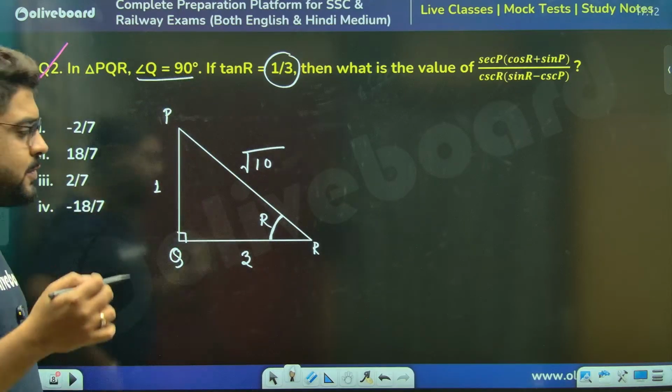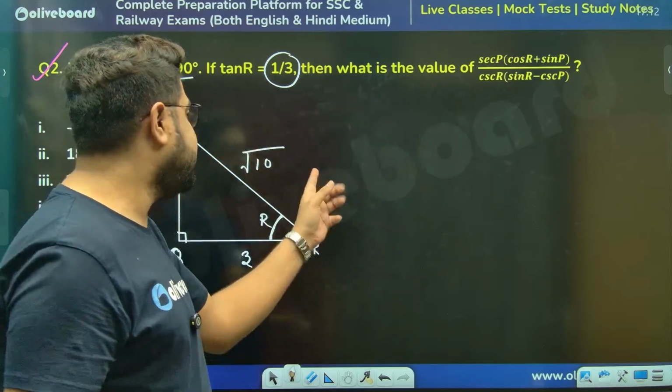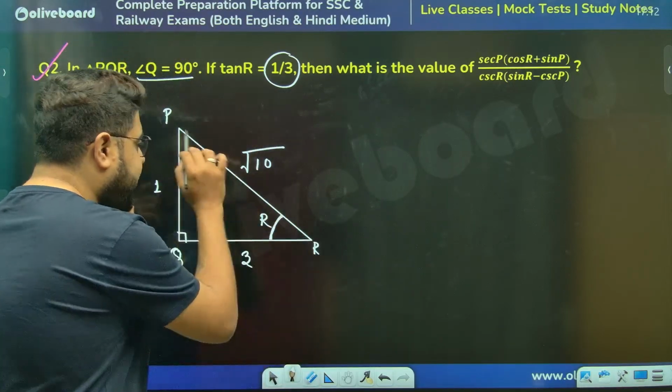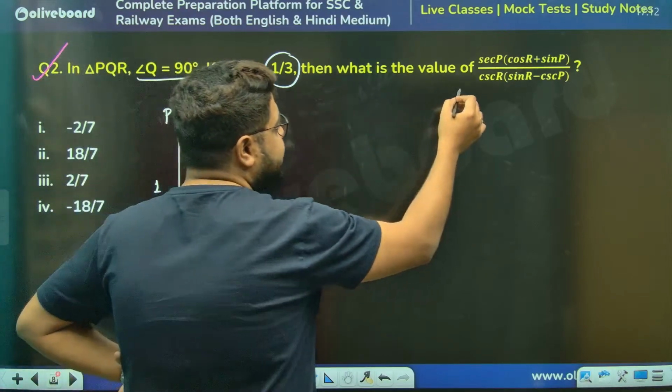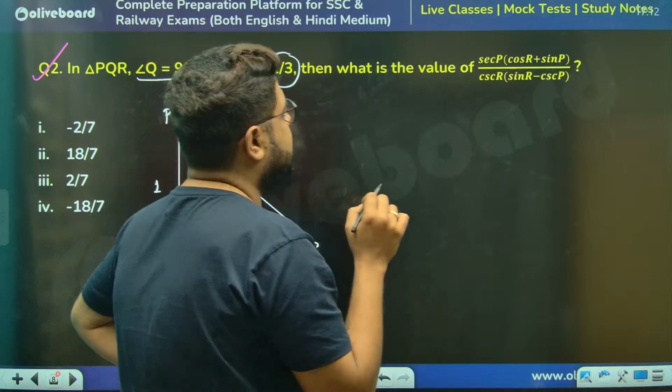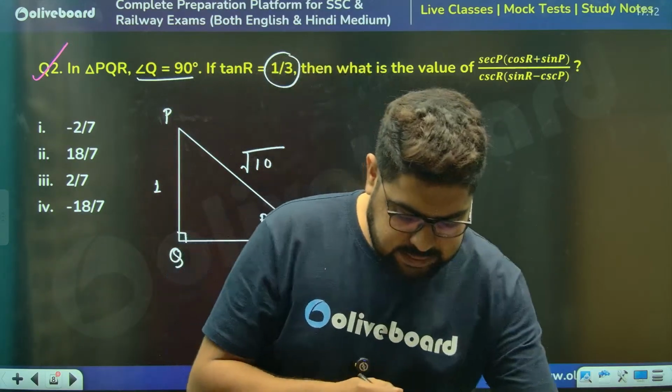Be a little quick, sir. Why? Because 3 squared 9 plus 1 squared 1, root over of 9 plus 1, that is 10, sir. So I have found the length of this particular triangle. Now they are asking, chalo, sir. Arey, this is cosec C kya? Cos hoga. Just a second.